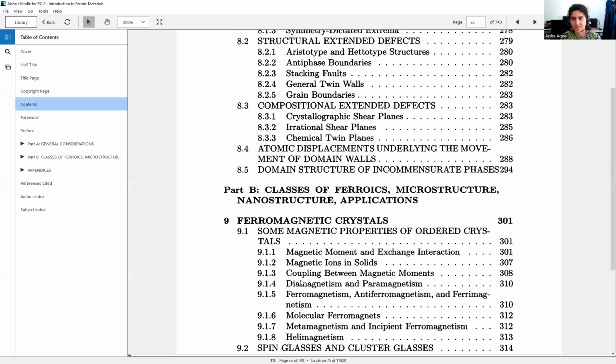But with this, I would like to thank you all. I think these two books cover beautifully the concepts and basics which are needed for learning new evolving advanced materials.